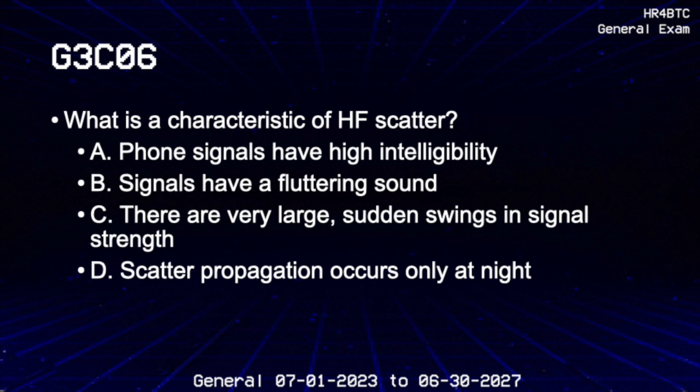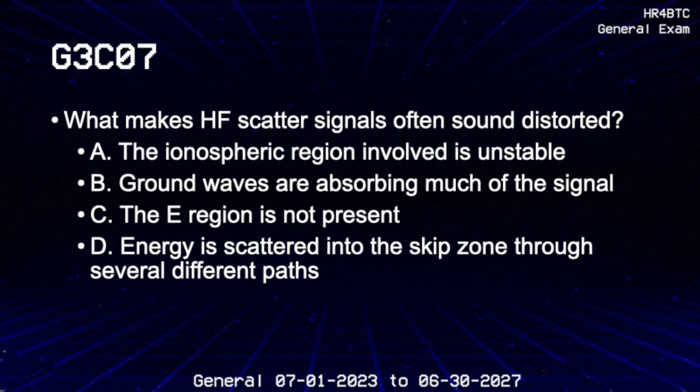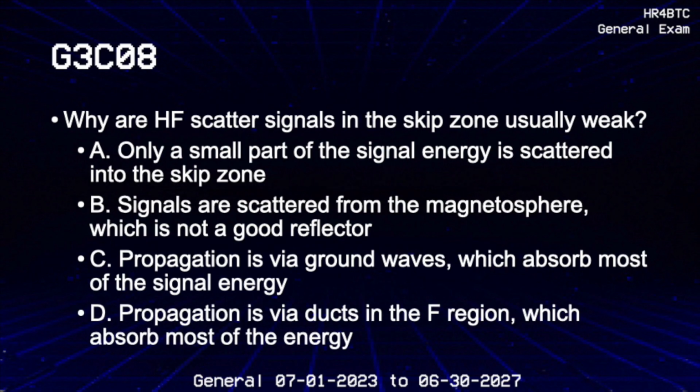What is a characteristic of HF scatter? Signals have a fluttering sound. What makes HF scatter signals often sound distorted? Energy is scattered into the skip zone through several different paths. Why are HF scatter signals in the skip zone usually weak? Only a small part of the signal energy is scattered into the skip zone.